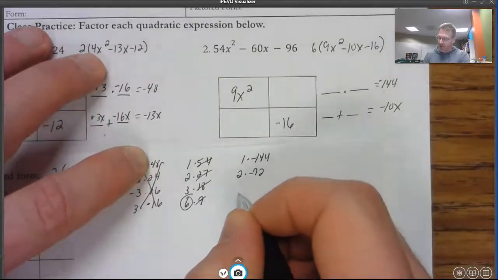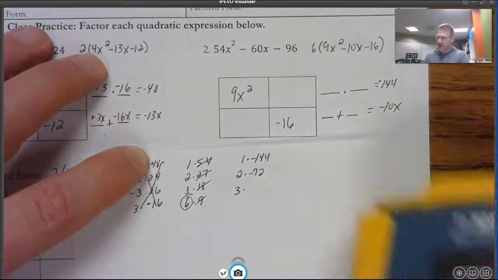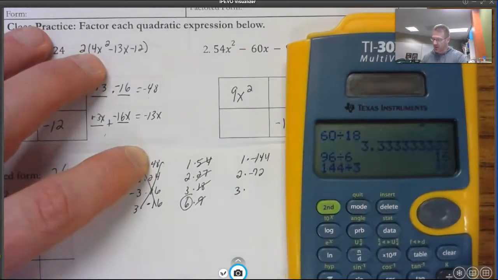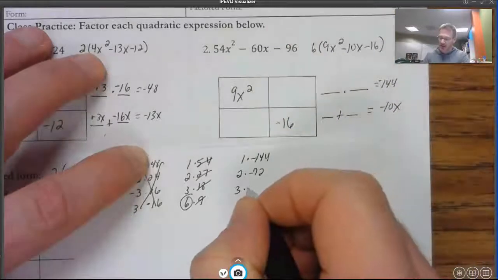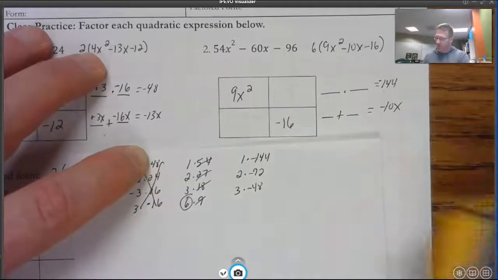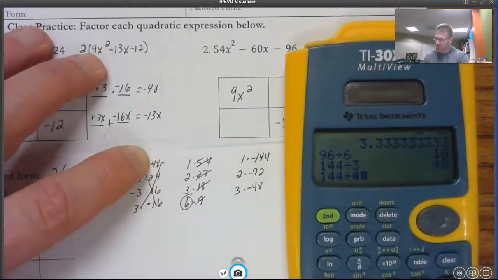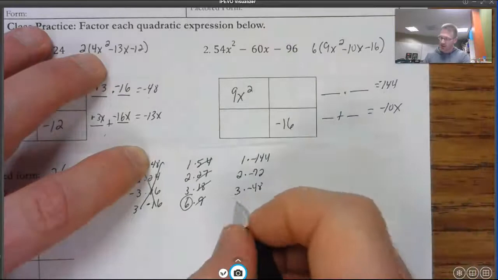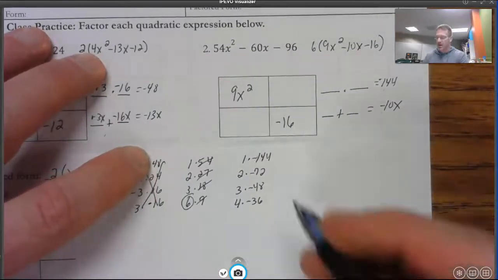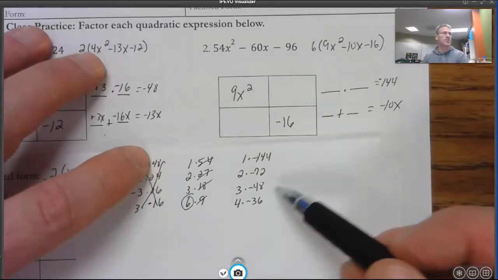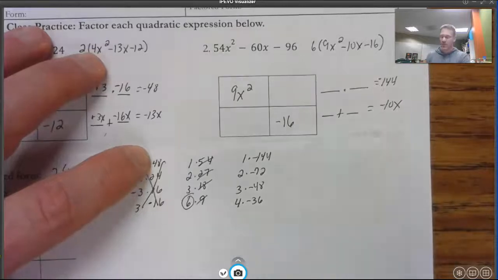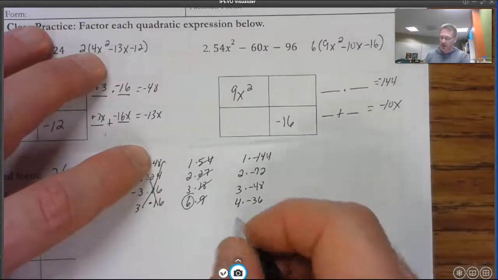All right, 3 times, I think it's 48. So let's see, 144 divided by 3 is 48. Okay, so negative 48, that gets me to negative 45. So let's see about 4. 144 divided by 4 is 36. So 4 times negative 36, and that's still negative 32. Now, you can see that these are still pretty far away from adding to get negative 10. So sometimes when that happens, you can just jump a little bit. And so I'm going to maybe jump to like 6 and see what happens there.